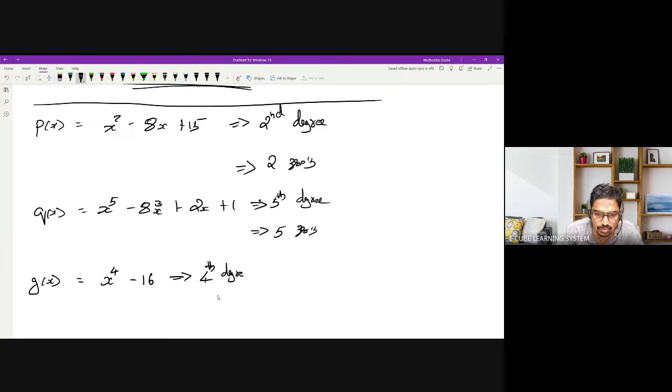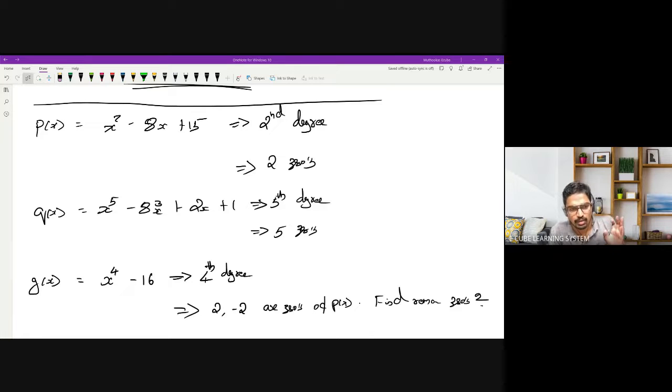Given that 2 zeros of the polynomial are, listen carefully, 2 and minus 2. The fourth degree polynomial has 2 and minus 2 as zeros. And the question is, find the remaining zeros. I hope the question is clear. A polynomial is given, x raised to 4 minus 16. Zeros of the polynomial are 2 and minus 2. You should find the remaining zeros.